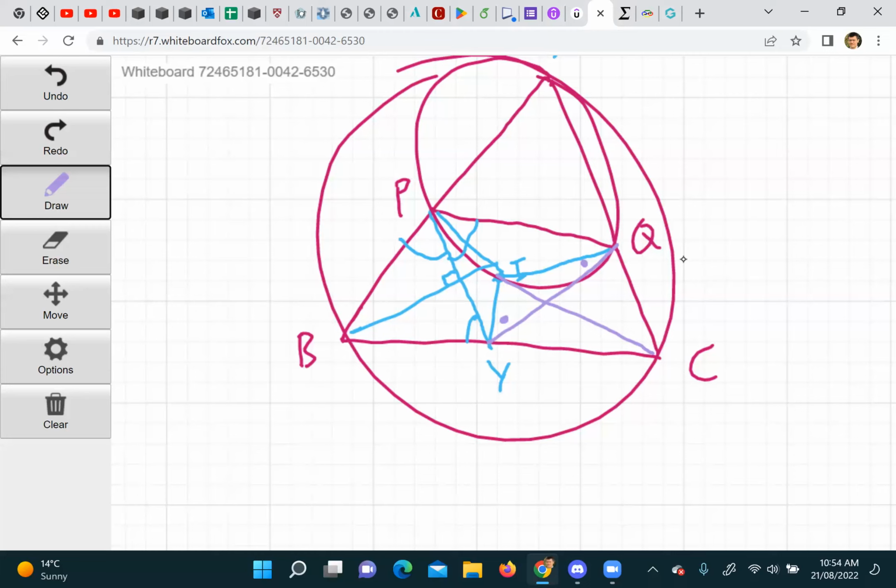If you can show this is 9 degrees, what happens after that?